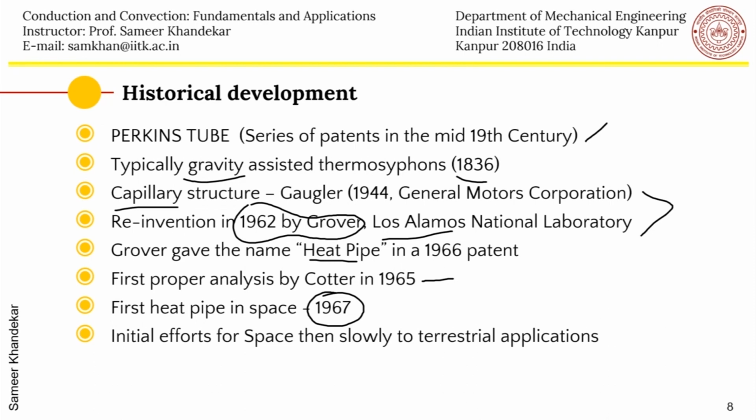All the initial efforts in the late 60s and the 70s were in the space domain. It was supported by the space industry in the US as well as in Russia, for example, and then slowly it percolated into terrestrial applications. Now of course heat pipes are there in space as well as in terrestrial applications in a big way. And newer designs of heat pipes have also come in the market, which we will talk about in the later part. So this is a brief summary.